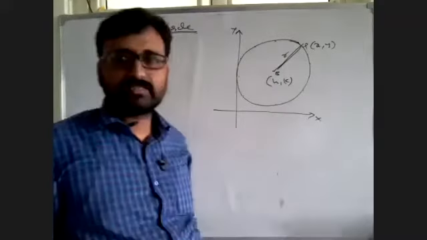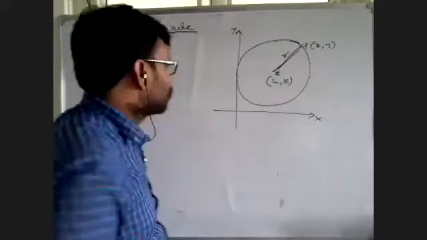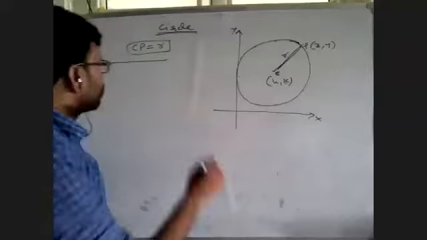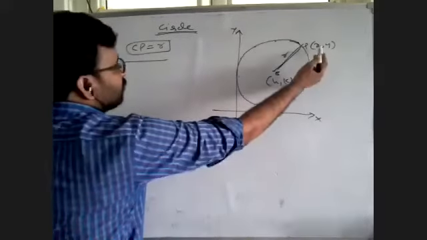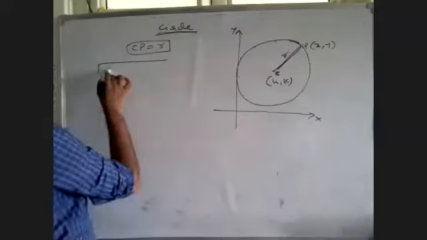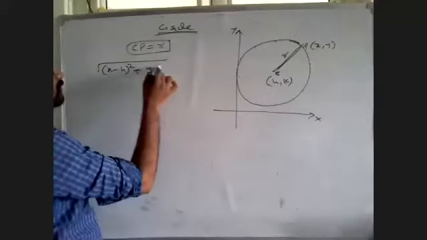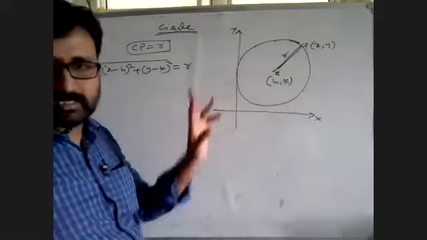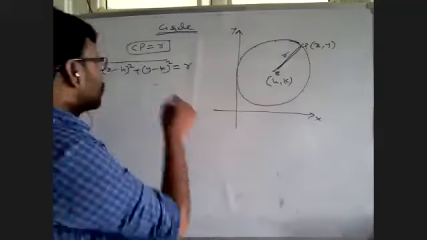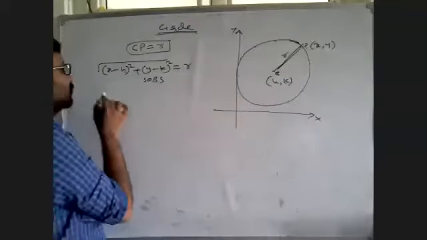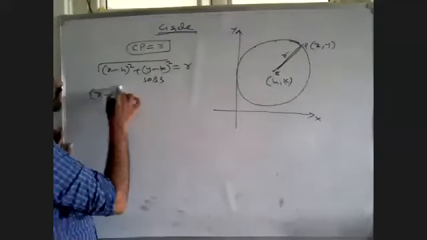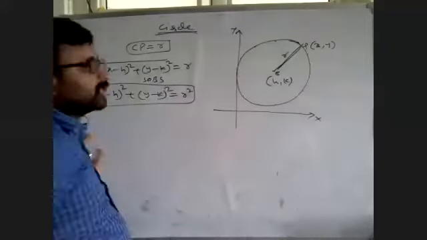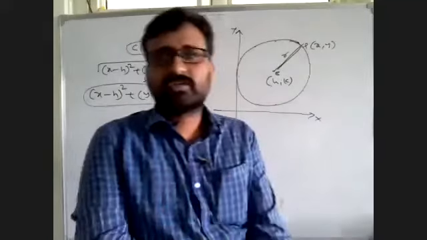What is the formula? The distance between two points is root over (x2 minus x1) whole square plus (y2 minus y1) whole square. That is root over (x minus h) whole square plus (y minus k) whole square is equal to r. R is the distance, that is nothing but the radius of the circle. Now squaring on both sides, you will get (x minus h) whole square plus (y minus k) whole square is equal to r square. This is the circle equation with the center (h, k) and radius r.